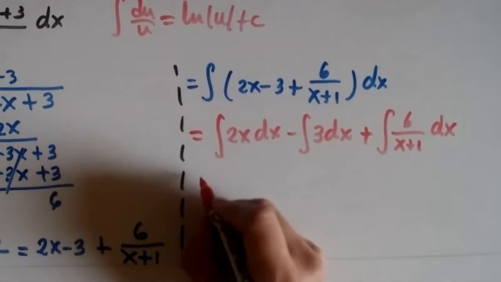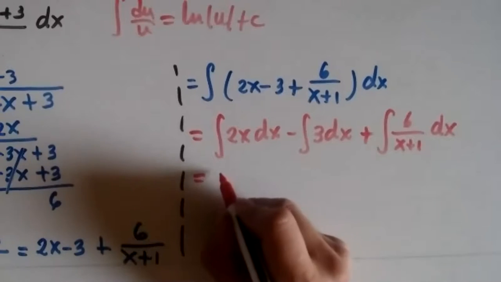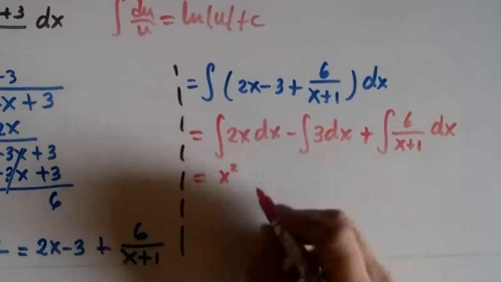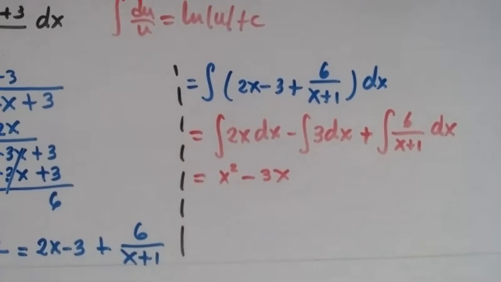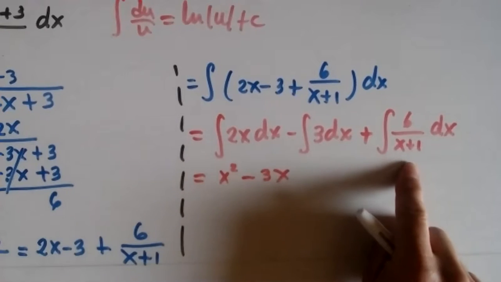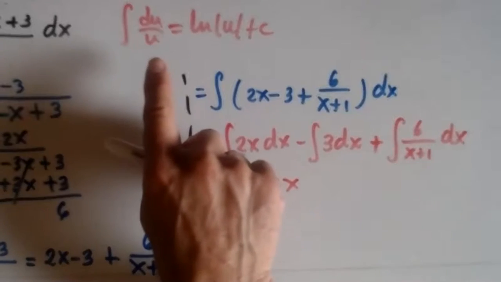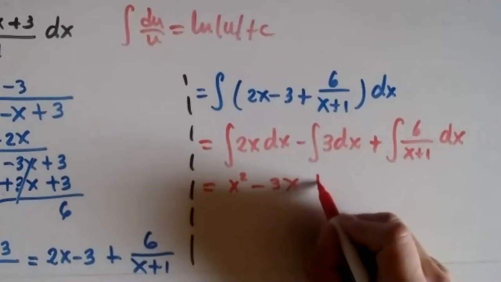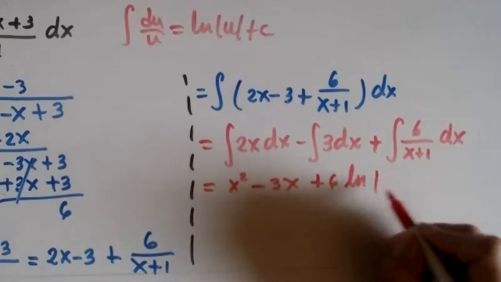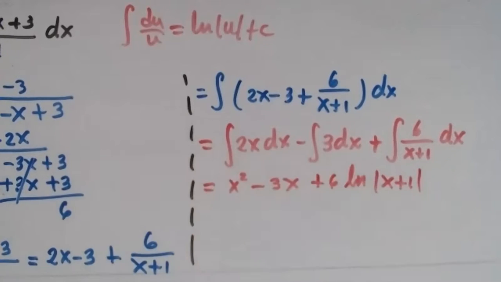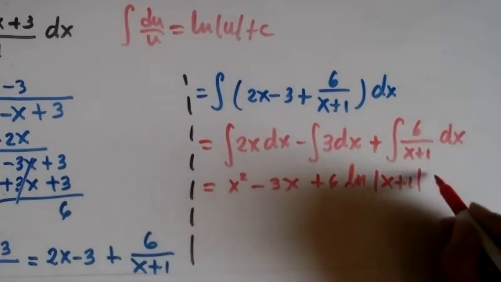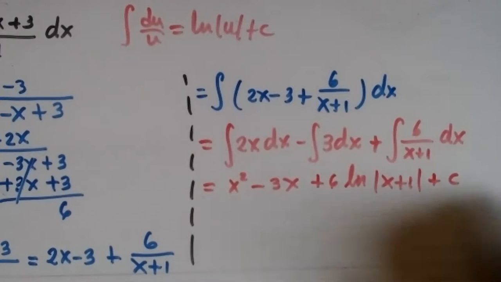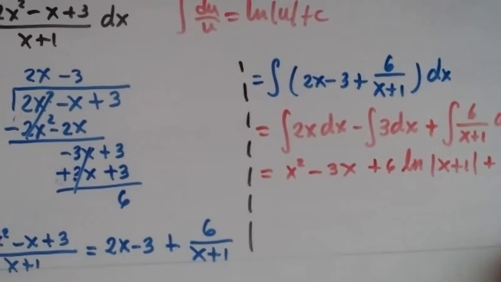Now antiderivatives. Antiderivative of 2x, that's easy, x squared. Derivative of x squared is 2x. Antiderivative of the 3 is the 3x, no problem. And this looks like this one, you see? The u is the x plus 1. So this is going to be 6 ln absolute value of x plus 1. And I'm going to put all 3 constants of these expressions in 1. And that's my answer.